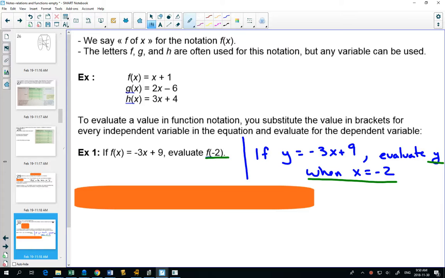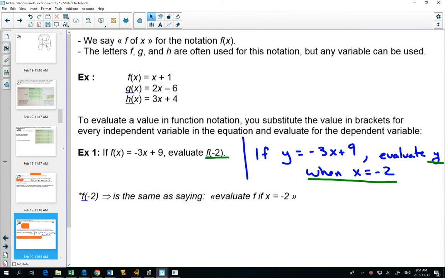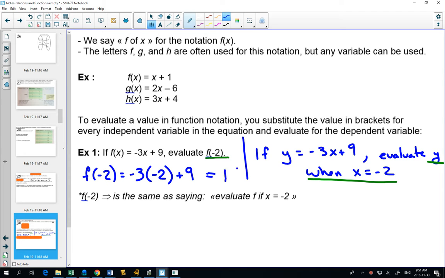And how do we solve that? Well, we solve that by saying f of negative 2 equals negative 3. We plug in negative 2 where the x is. Negative 3 times negative 2 is positive 6, plus 9 is 15.